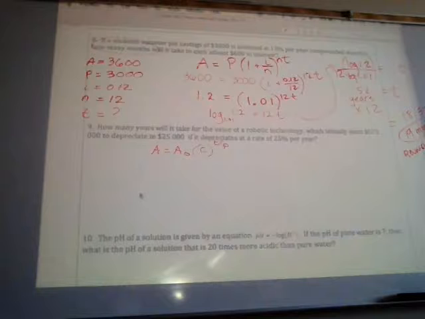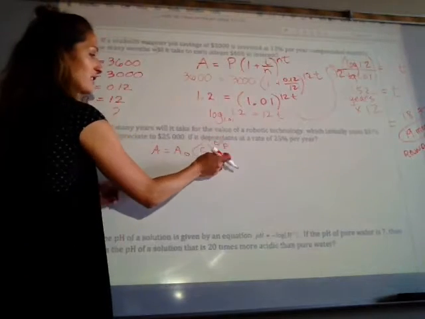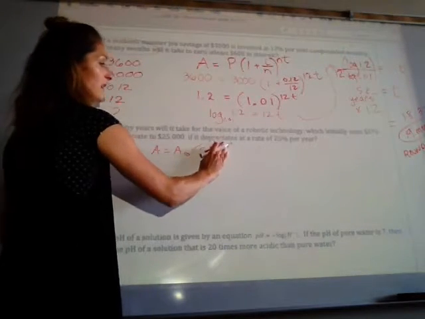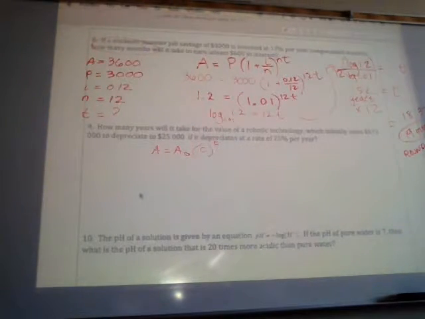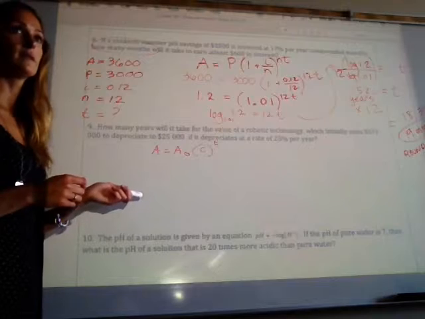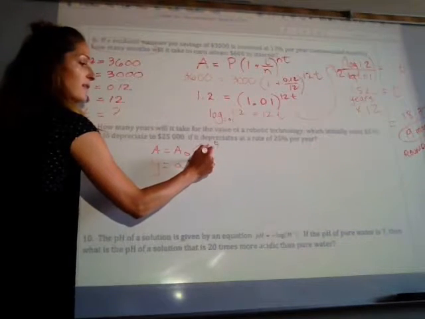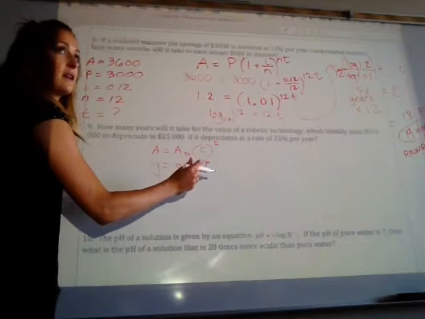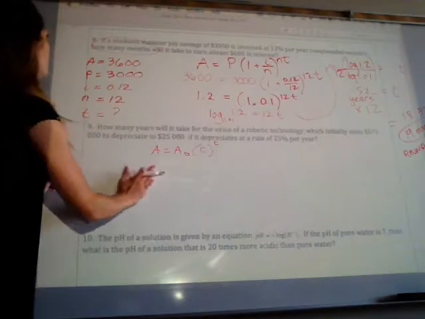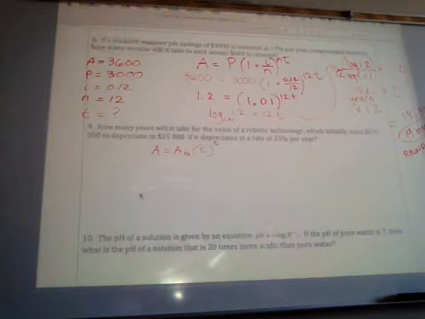Now, is there a half-life? Is there a doubling period? No. So in this case, we don't actually have t over p. It's just going to be time. Wait, how come we don't use that first formula that we used in question 8? Like y equals a b to the power of t over p? No, how come in 9 we don't use the formula we used in 8? That A equals P, bracket 1 plus i over n.